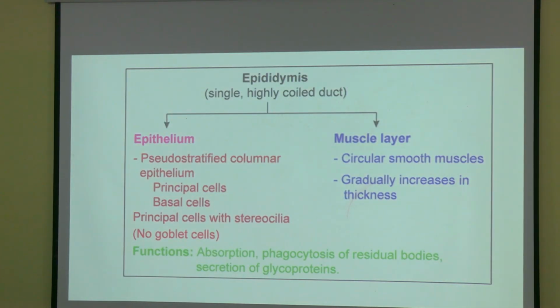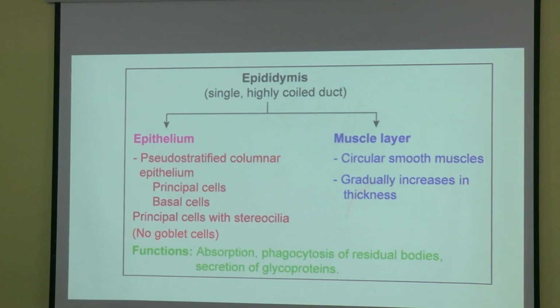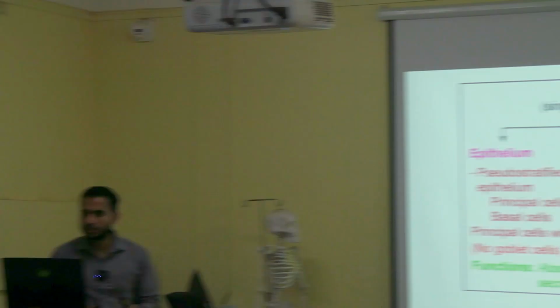Okay, next is the epididymis. If anyone asks you what are the parts of epididymis, just now I have told you. It has head, body and tail, as simple as that. Three parts are there: head, body and tail.